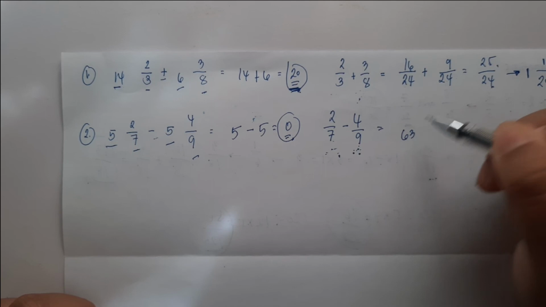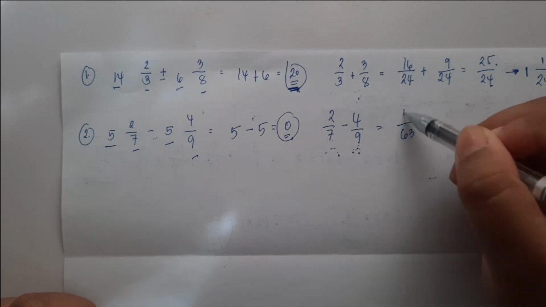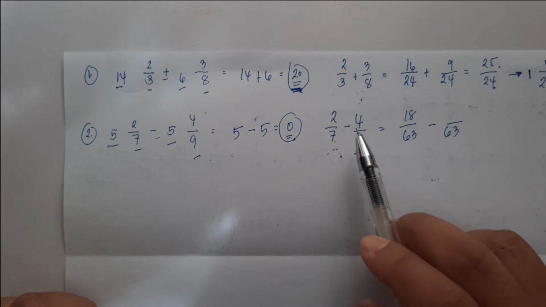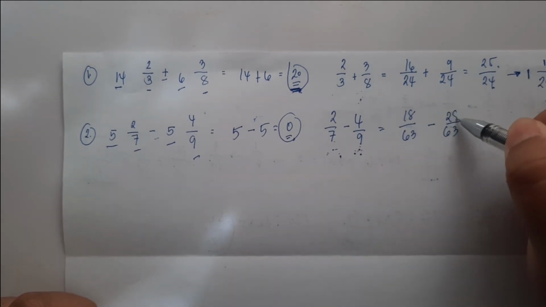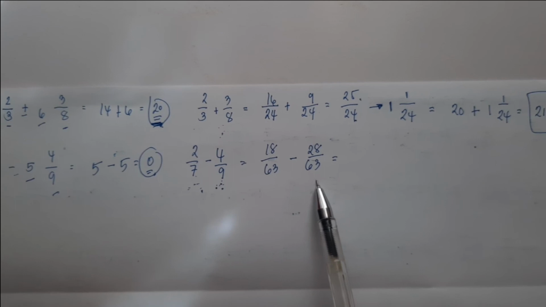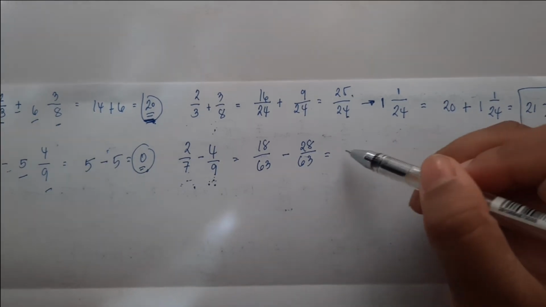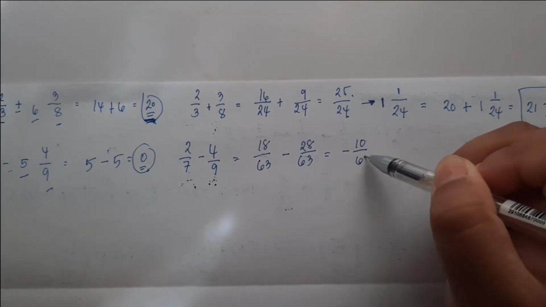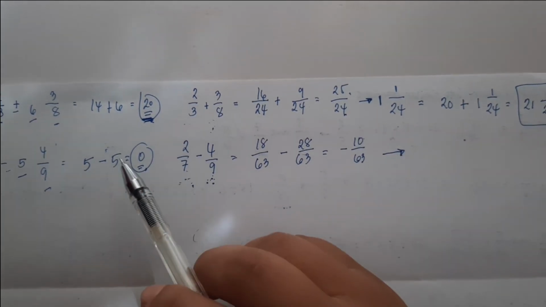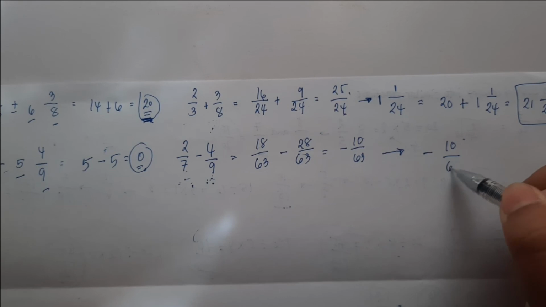Okay, 63 divided by 7 times 2 is 18. Minus 63 divided by 9 times 4 is 28. So, can we add or subtract it right away na? Yes, because it is a similar fraction na. So, therefore, 18 minus 28 is negative 10 over 63. So, since wala naman tayo whole number, the final answer is negative 10 over 63.